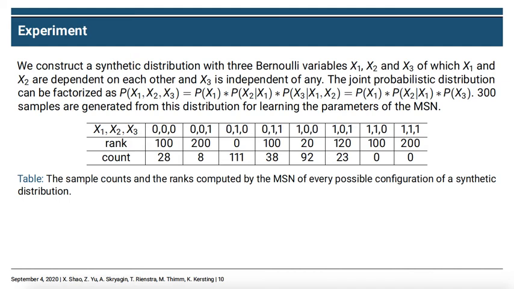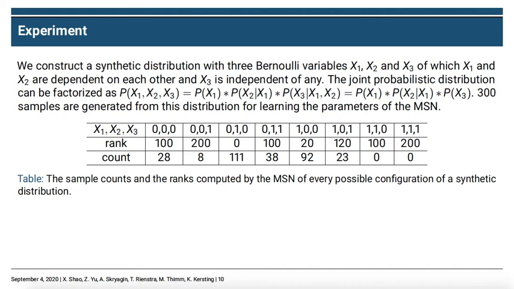So we construct a distribution with three binary variables. We assume x1 and x2 are dependent, and x3 is independent of any. And this joint probability distribution can then be factorized using the chain rule. Then we generate 300 samples as observed data to learn the MSN's parameters.